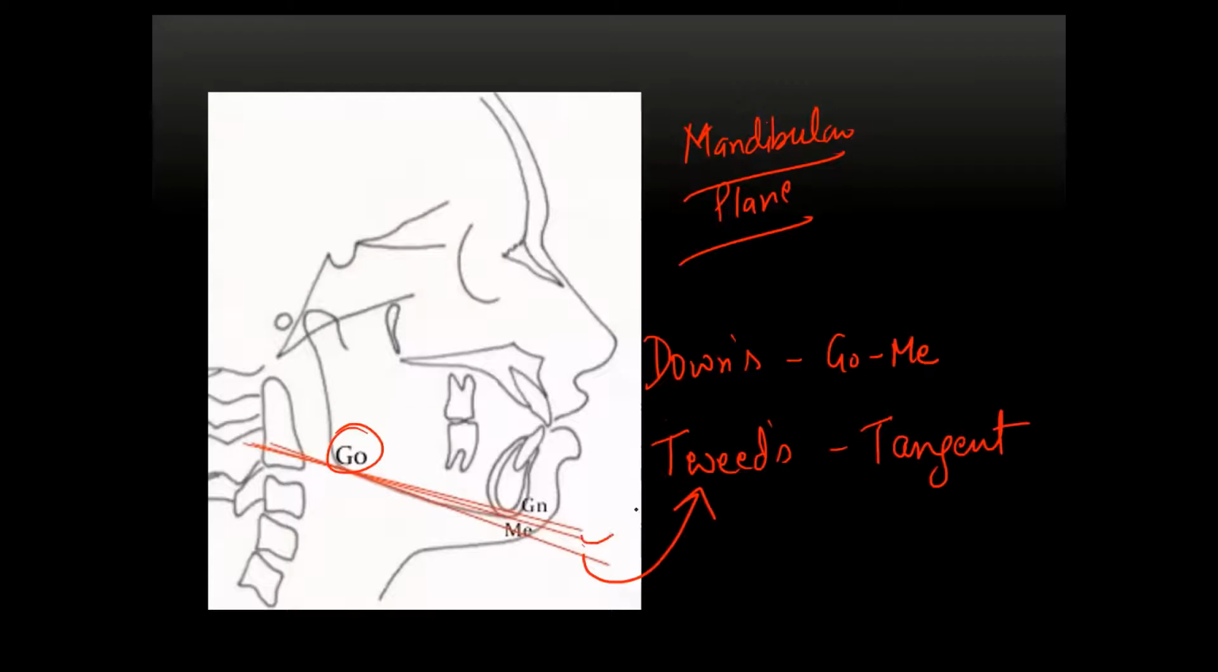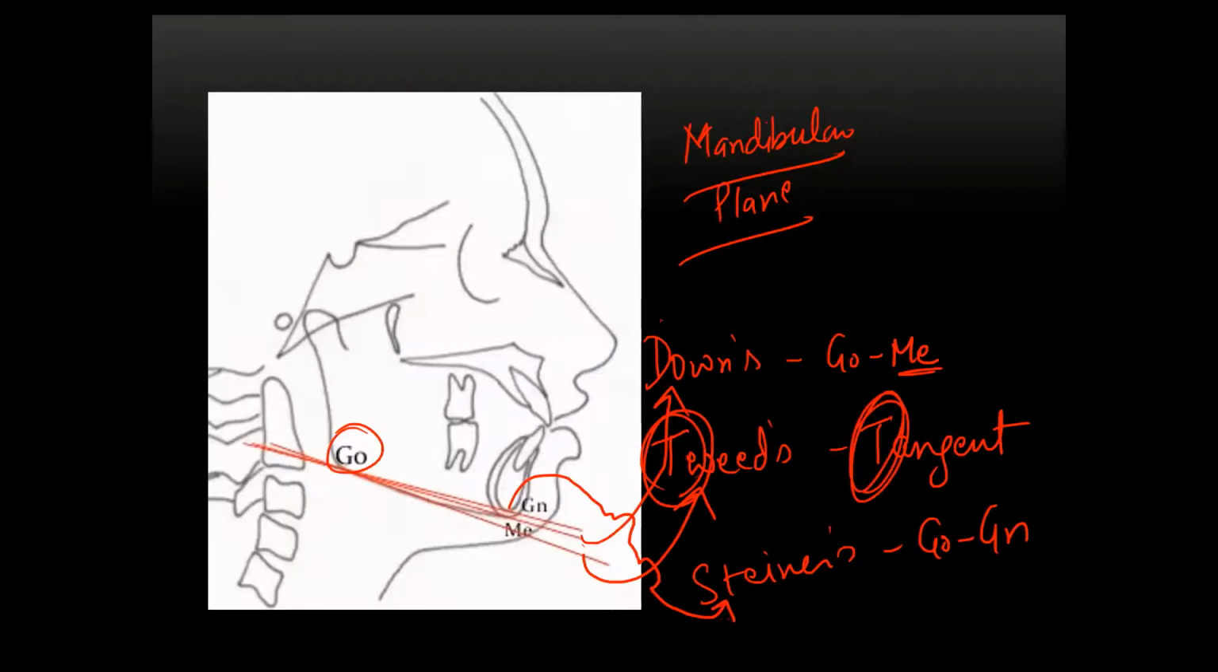Okay, the menton one is Down's. And the last is Steiner's. Steiner's is gonion to gnathion. So Steiner's is this. Okay, so you need to remember all three mandibular planes because every analysis uses a different mandibular plane. So how do you remember which is which? Down means the lowermost point, going down to menton. T for Tweed's, T for tangent. And Steiner's is the last one, going on to gnathion. Okay.